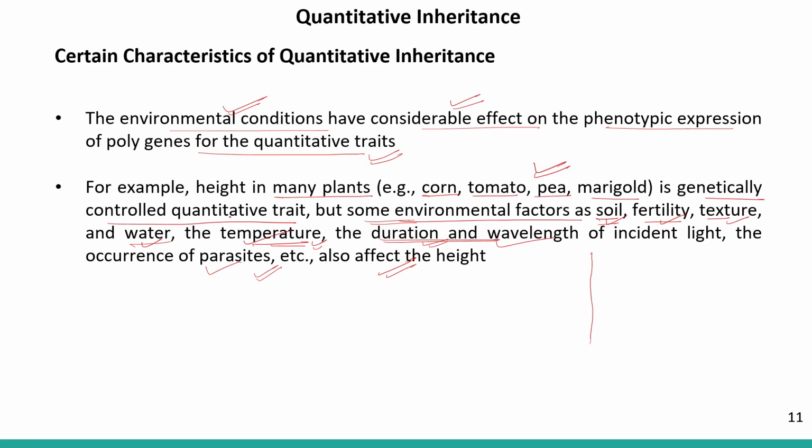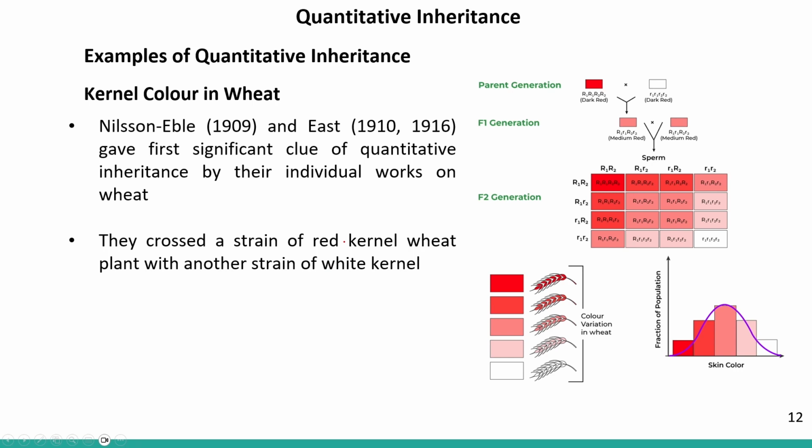So this environmental factor totally determines the effect; it has control over the phenotypic expression of the polygenes. So let us take an example of quantitative inheritance: kernel color in wheat. We will have an example of the kernel color in wheat.